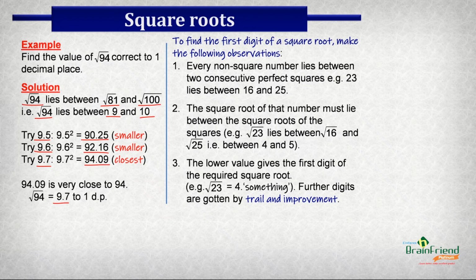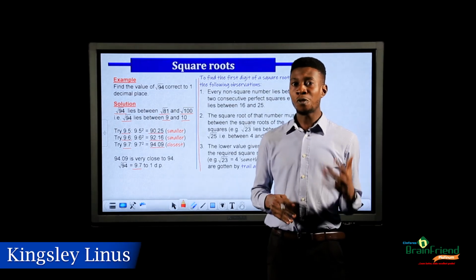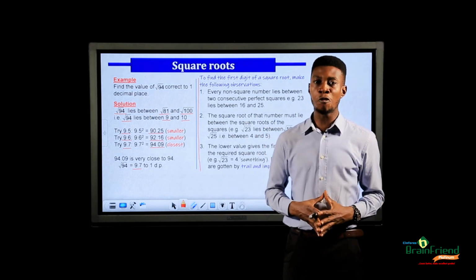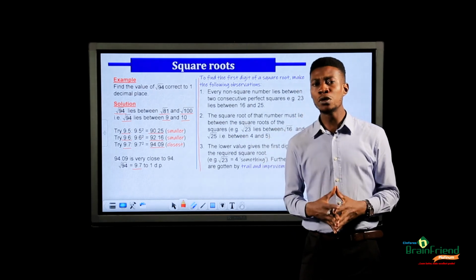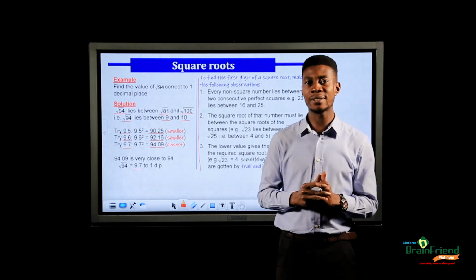Here is a guide for you. When you are asked to find the first digit of the square root of an irrational number, do well to go through these points while carrying out the trial and improvement method. Recall, one of our objectives for this lesson is to find out the approximate value of pi. Let's go on to find out what the approximate value of pi is.